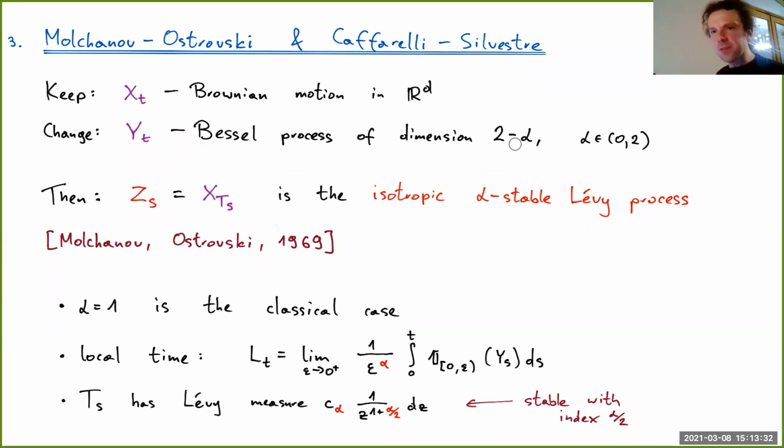And there are some differences here. For example, the local time requires a different normalization. So the right normalization is 1 over epsilon to the power alpha. In order to get something non-trivial, that's the correct normalization factor here.